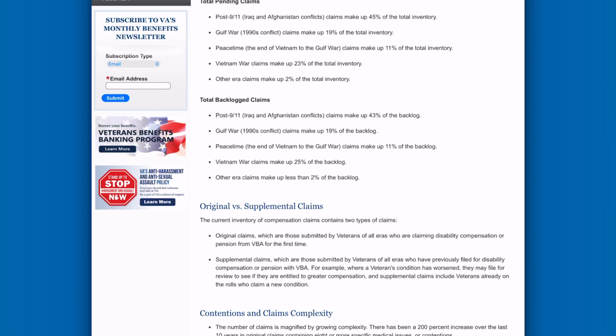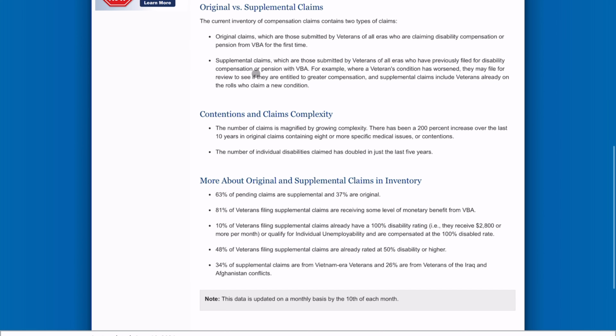It's really interesting to me that peacetime, the end of Vietnam to the Gulf War, is taking up more than Vietnam. And I think the reason behind that is that there's less and less Vietnam War veterans that are around still, quite honestly. So I just thought that was a little interesting statistic to look at.